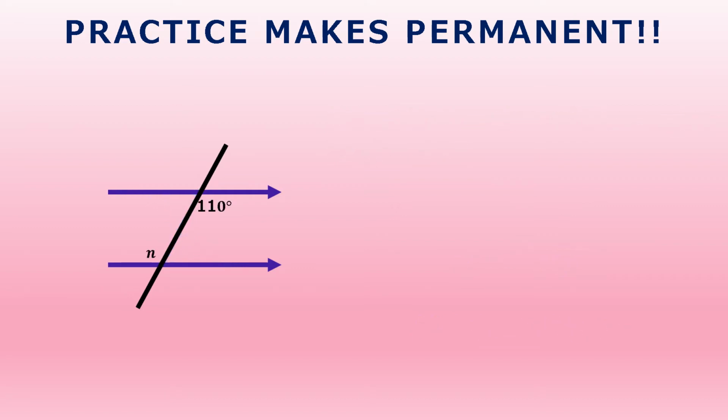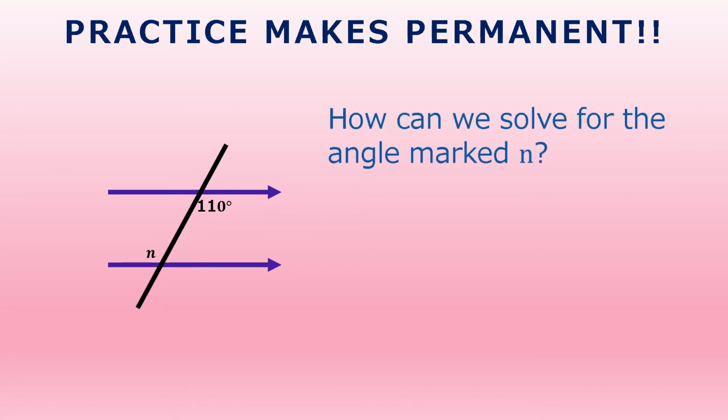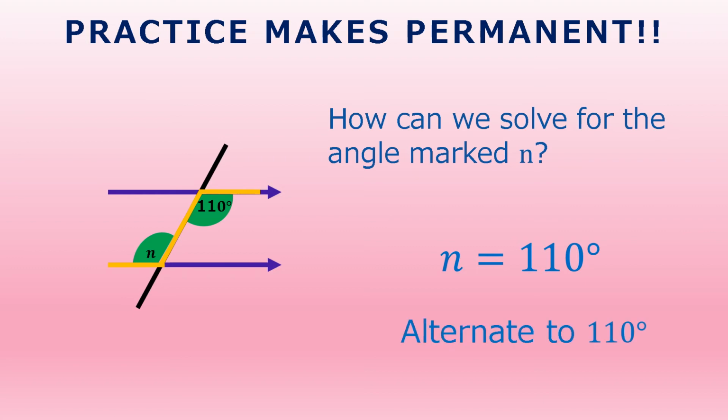What about if I give you this one? How can we solve for the angle marked N? We can form a backward Z. So it therefore means angles N and 110 degrees are equal. So N will be 110 degrees, and it's because it's alternate to 110 degrees.